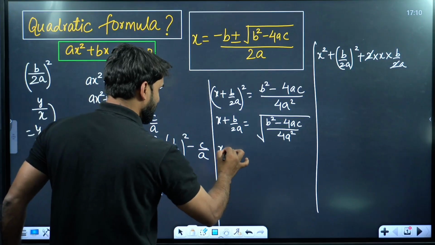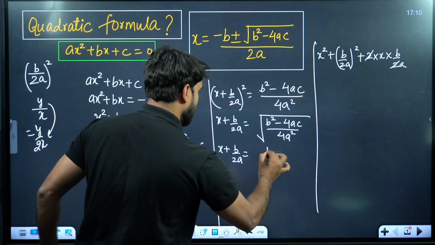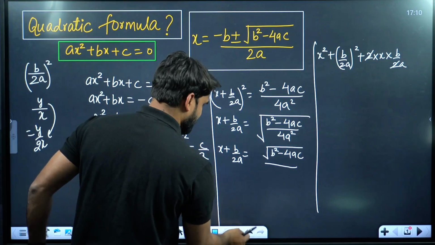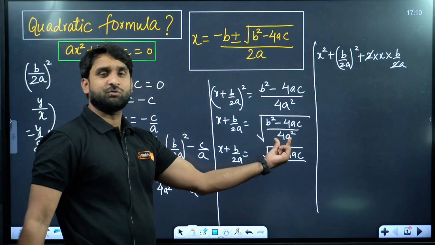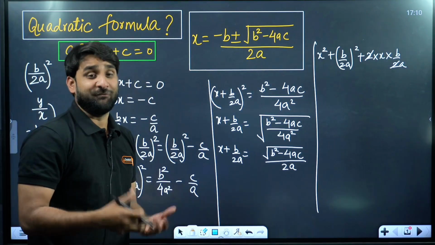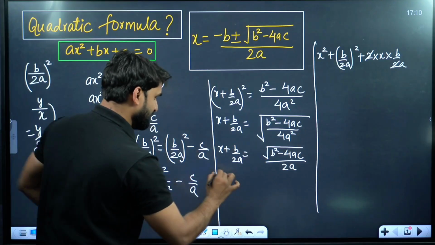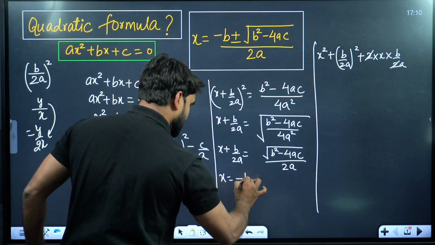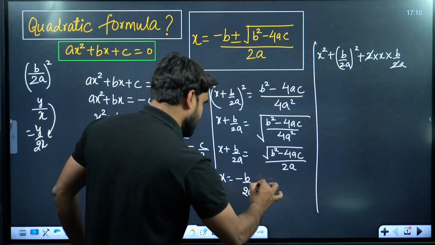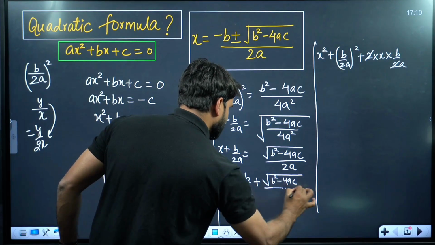Now my dear champion, x plus b by 2a, what will happen here? This will be b square minus 4ac, and after solving the root of the denominator, under root 4a square will become 2a, because 4 is a perfect square and a is also in square form. Now we can shift this there. So x will be equal to minus b by 2a, plus under root b square minus 4ac divided by 2a.